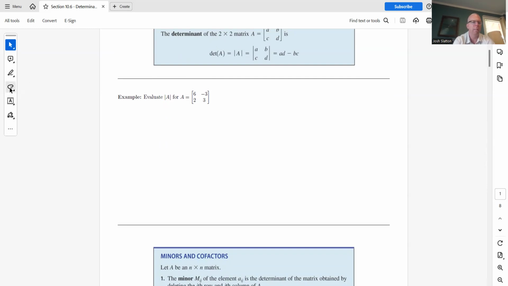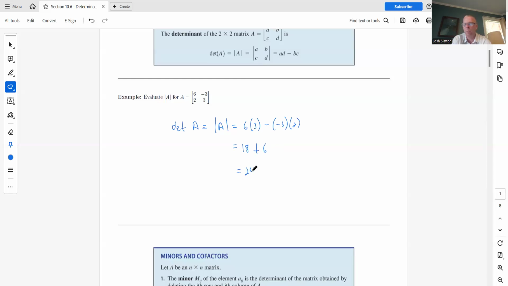Let's look at this first example of a 2 by 2 for A. So let me get my pen here. Instead of writing "determinant of A," most of the time we write it with what looks like absolute value bars, but in this context it's a determinant. So it's just going to be 6 times 3 minus -3 times 2. That would be 18 plus 6, so that would be 24.